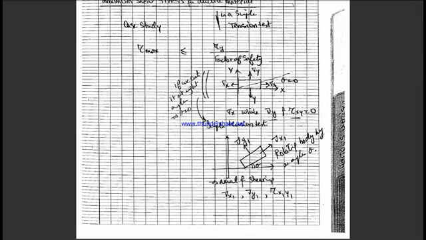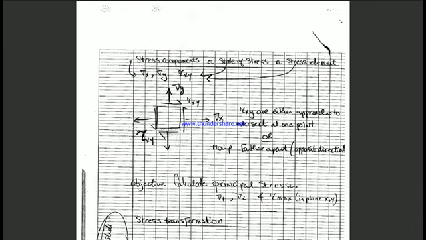If you rotate theta by 90 degrees, the theta value in this case is equal to 90 degrees. So we have sigma x1, sigma y1, and tau x1y1.